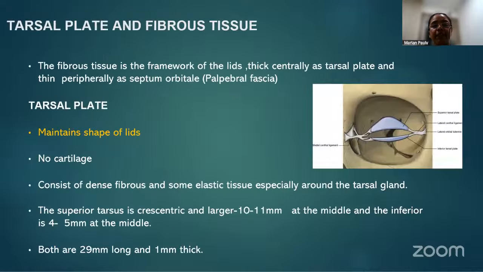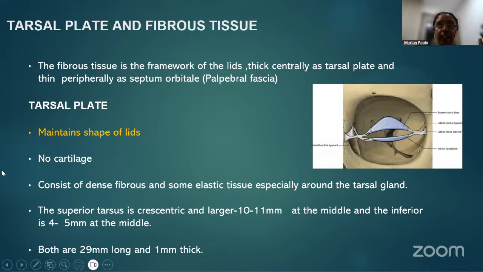Coming to the tarsal plate and fibrous tissue, the fibrous tissue is the framework of the eyelids, thick centrally as tarsal plate and thin peripherally as septum orbitale, that is palpebral fascia. So tarsal plate is a very important structure as it maintains the shape of the eyelid. No cartilage, it consists of dense fibrous and some elastic tissue around the tarsal gland. The superior tarsus is crescentic and larger, that is 10 to 11 millimeter at the middle. Whereas in the inferior, it is around 4 to 5 millimeter in height at the middle part of the tarsus. Both upper and lower are around 29 millimeter long.